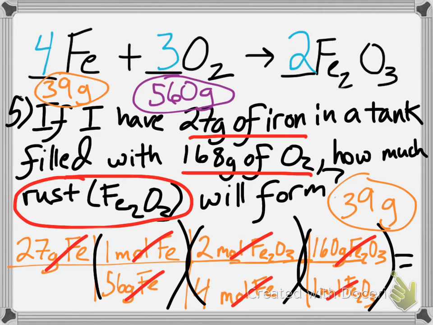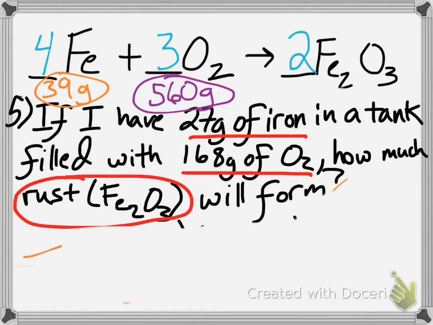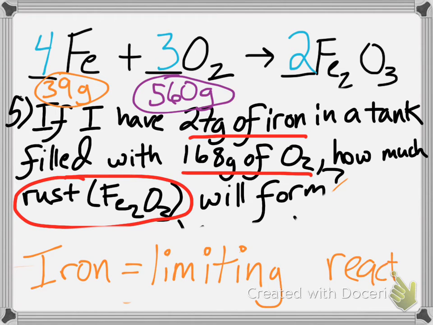So my limiting reactant or limiting reagent is going to be iron because it's going to run out no matter how much oxygen gas I have. Okay, so iron is my limiting reactant.